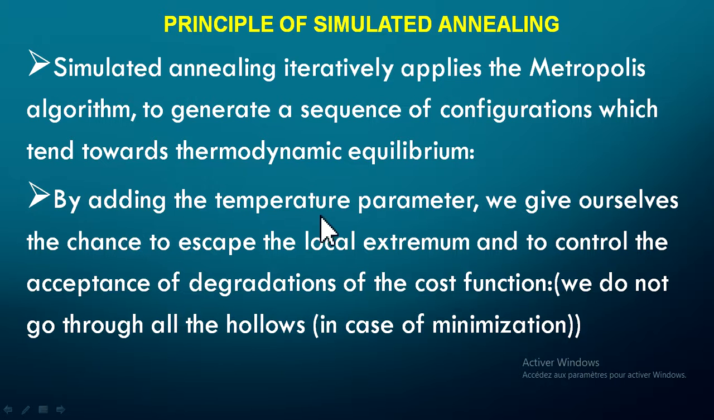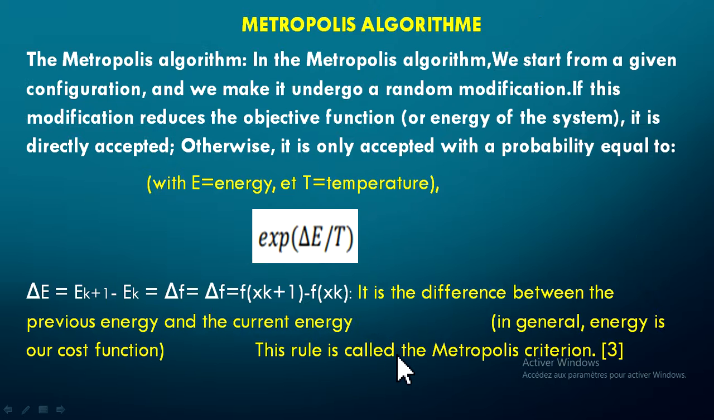By adding the temperature parameter, we give ourselves the chance to escape the local extremum and to control the acceptance of degradation of the cost function. We don't go through all the states in the case of minimization. What is the Metropolis algorithm? In this algorithm, we start from a given configuration, an initial solution, and we make it undergo a random modification. If this modification reduces the objective function or energy of the system, in the terminology of metallurgy, it is directly accepted.